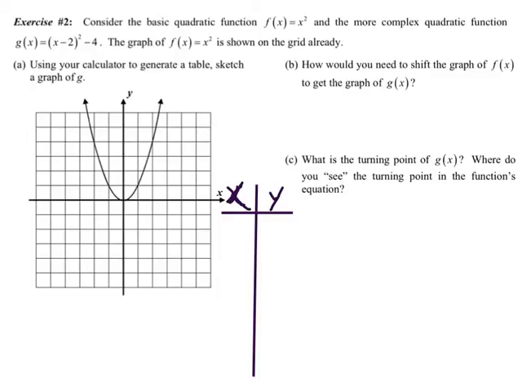Now we're going to jump back to the front page for exercise number 2, putting it all together. Consider the basic quadratic function f of x equals x squared and the more complex quadratic function g of x equals (x minus 2) squared minus 4. The graph of f of x equals x squared is shown on the grid already. Using your calculator to generate a table, sketch a graph of g.